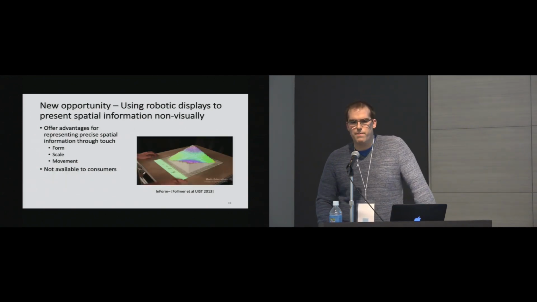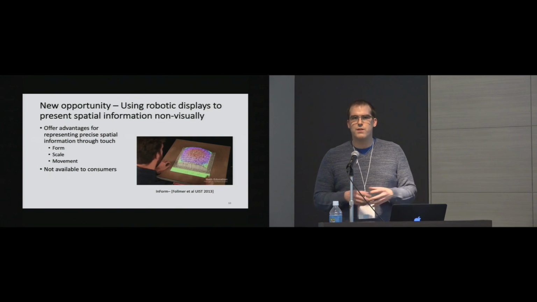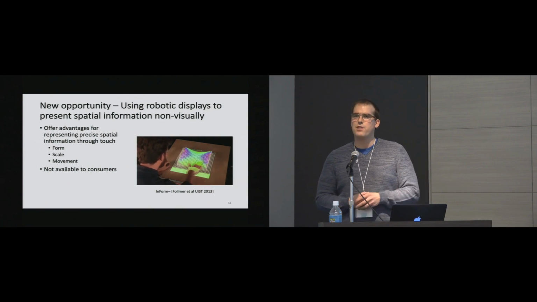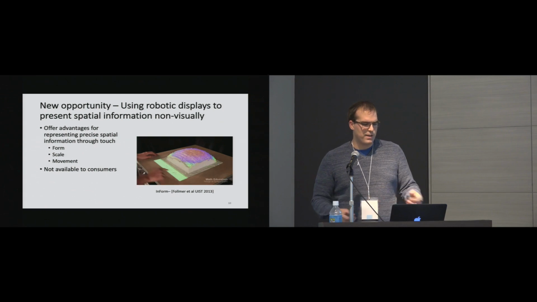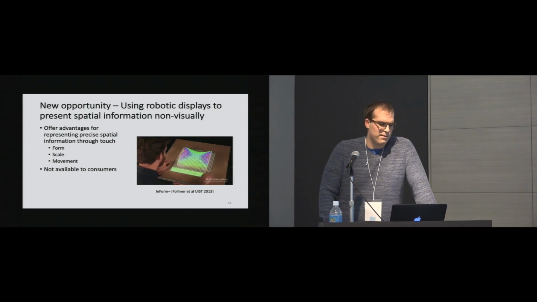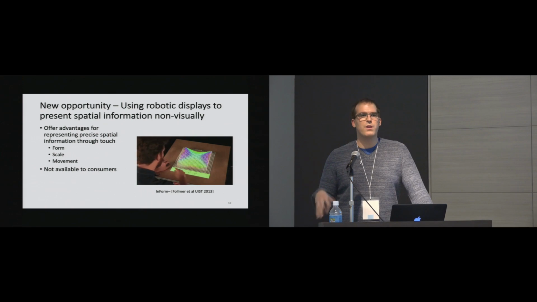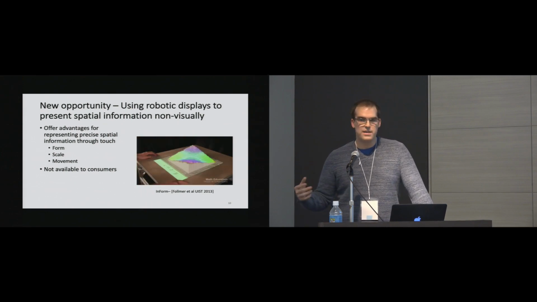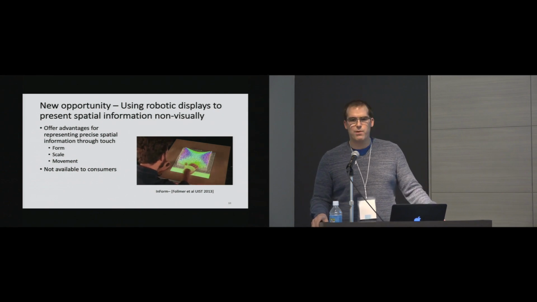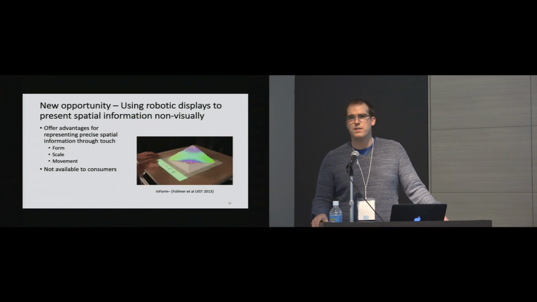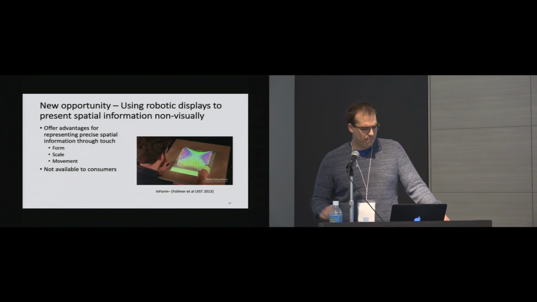So here we see a new opportunity for using robotic displays to present spatial information non-visually. These types of displays offer advantages for representing precise spatial information through touch. And we can start to represent things like form, scale, movements, and even more. The only problem here is that these are very expensive to produce and are not available to the consumer.